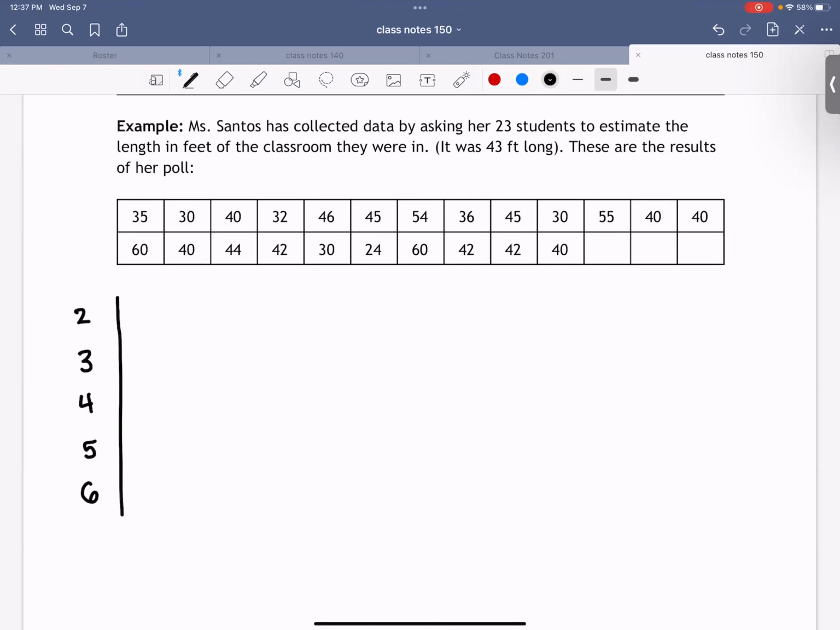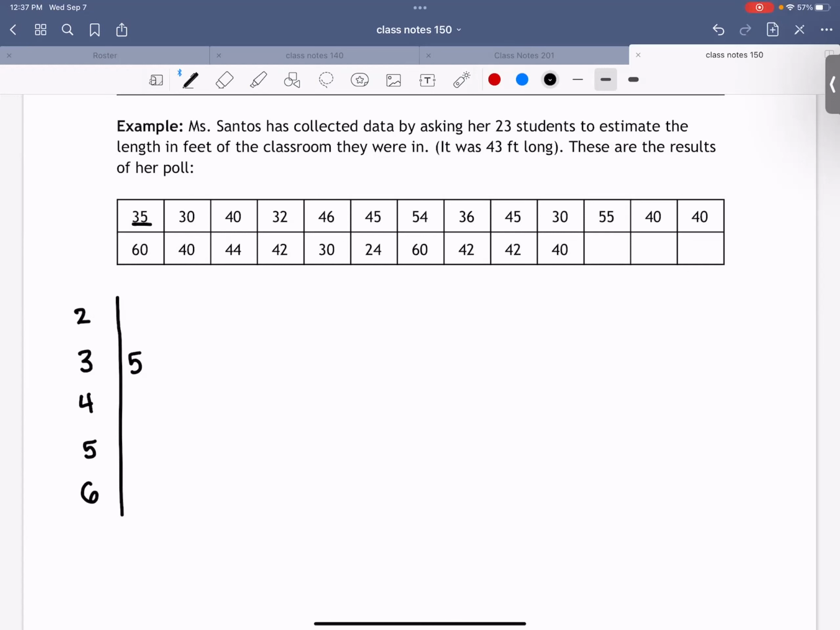Once I've made my stems, I'm just going to go through and randomly put things into each category, okay? So I have a 35. I know that 5 is going to go next to the 3, right? So that reads as 35, okay? You can put commas if you want to. You don't have to put commas to separate your digits.